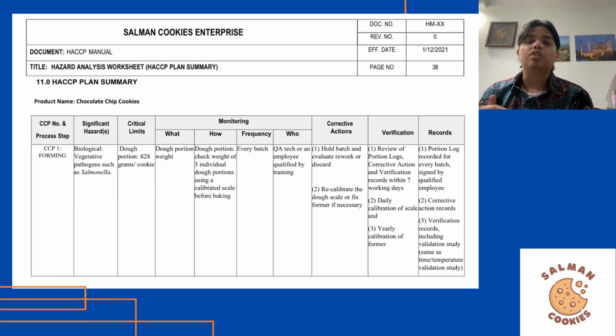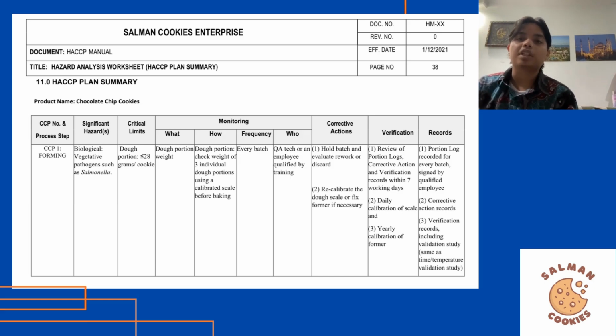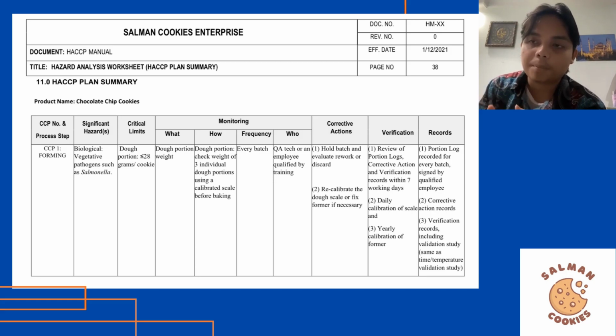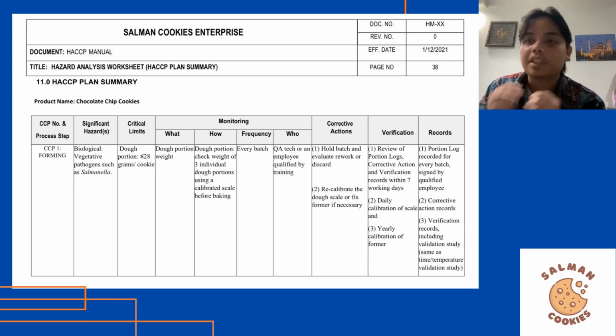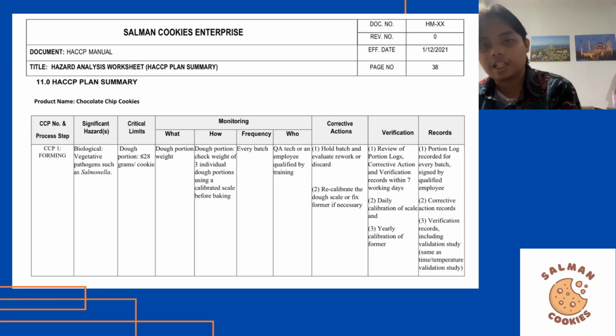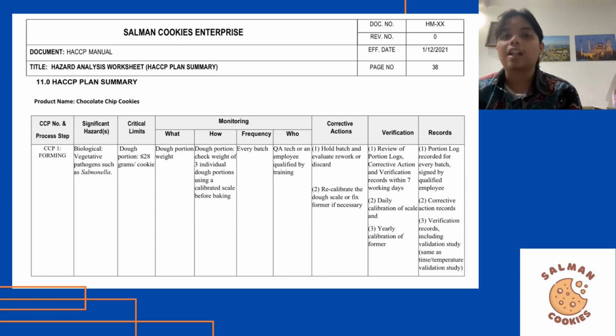The quality assurance staff must ensure that the measurement of the dough is according to the proper scheme. There is a check of 3 individual dough portions using a calibrated scale before baking, and it must be done for each batch of dough that is released. This has helped us identify the appropriate corrective action, which is to hold the batch, evaluate, rework, or discard, and also recalibrate the dough scale or fix the former if necessary.